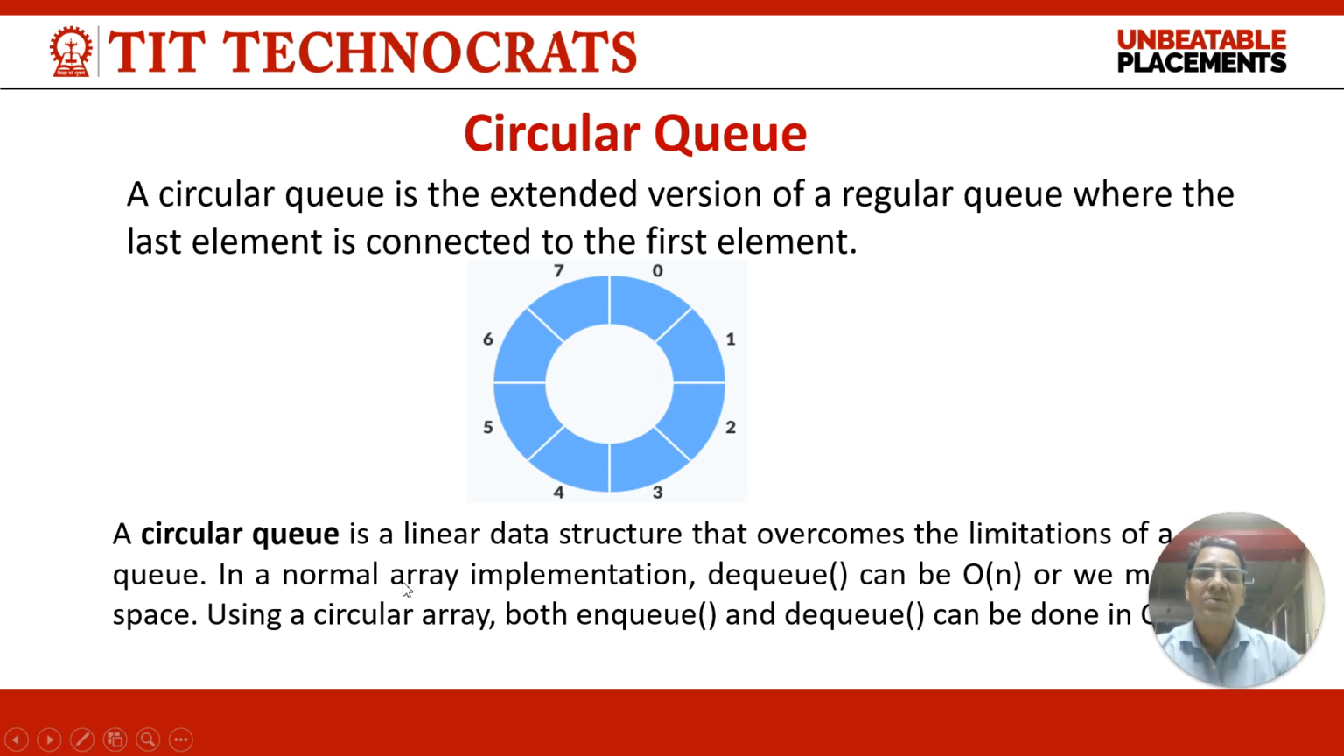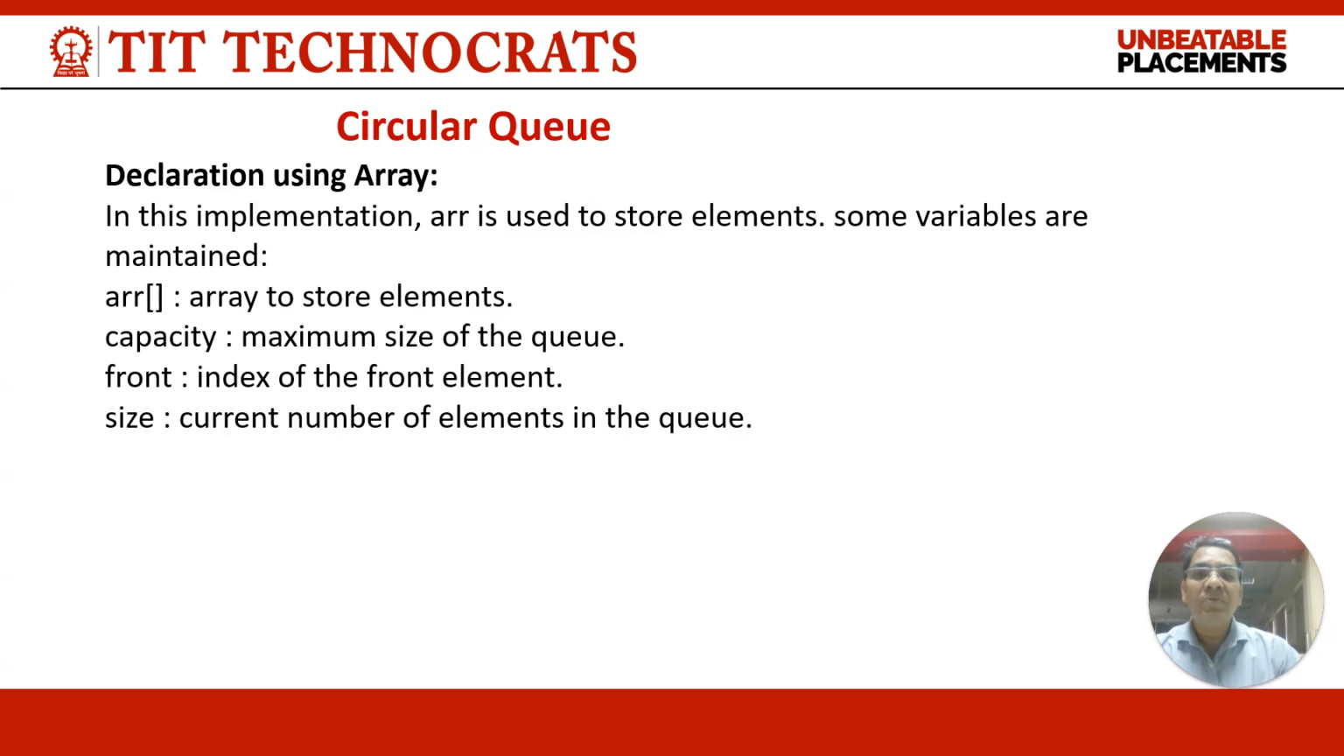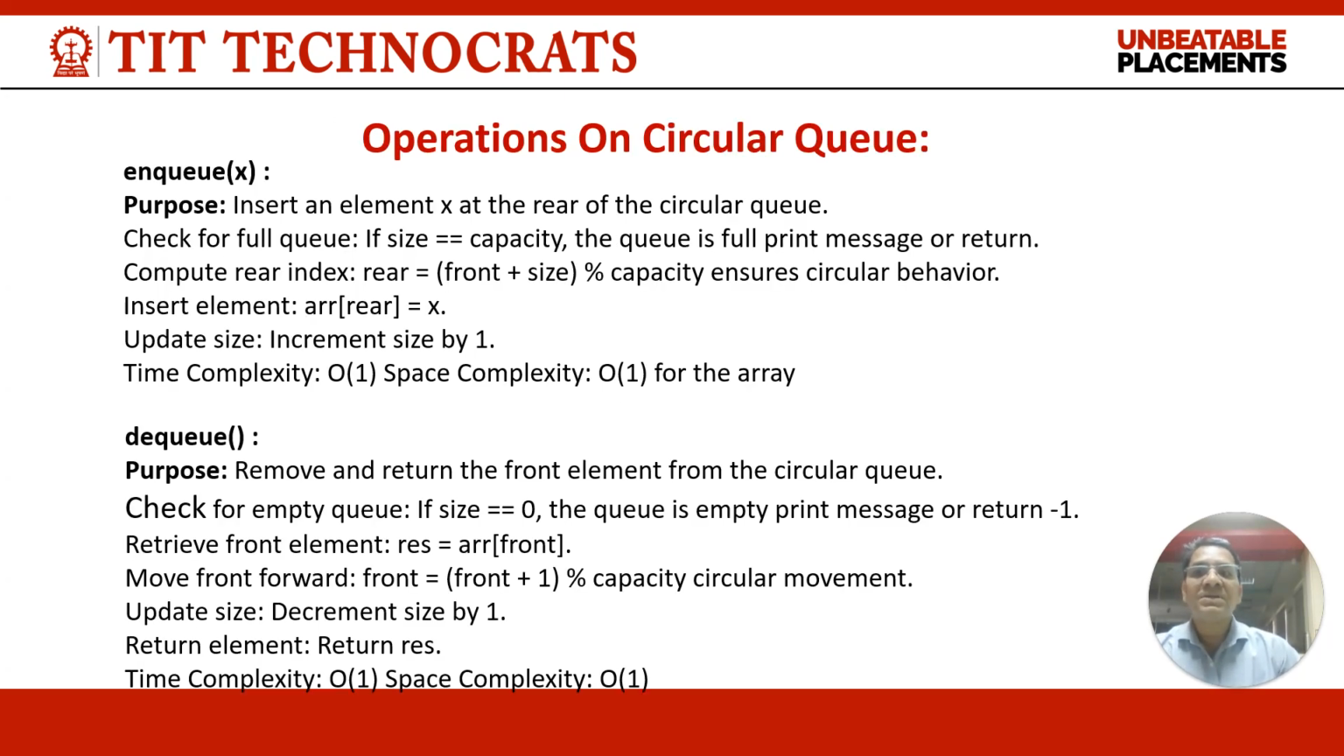Another version of queue is the circular queue. A circular queue is the extended version of a regular queue where the last element is connected to the first element. A circular queue is a linear data structure that overcomes the limitation of the queue. In a normal array implementation, the queue can take big O of n or more space. Using a circular array, both enqueue and dequeue operations can be done in big O of one time. Declaration using array: in this implementation, an array is used to store elements. Different operations of circular array are enqueue and dequeue.